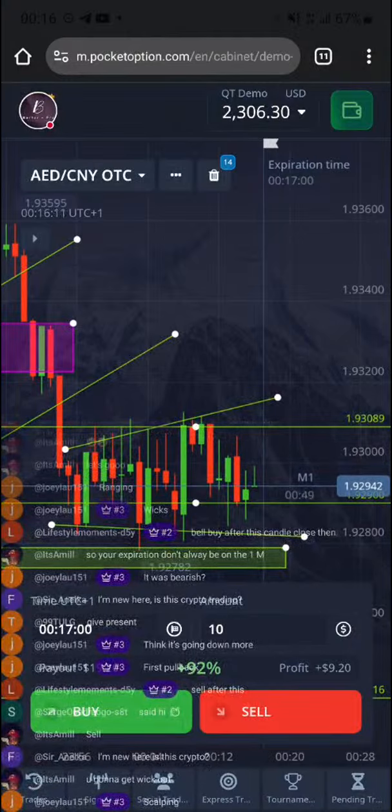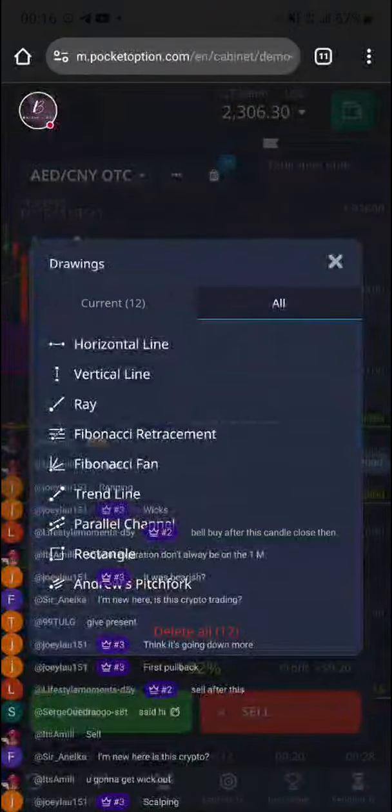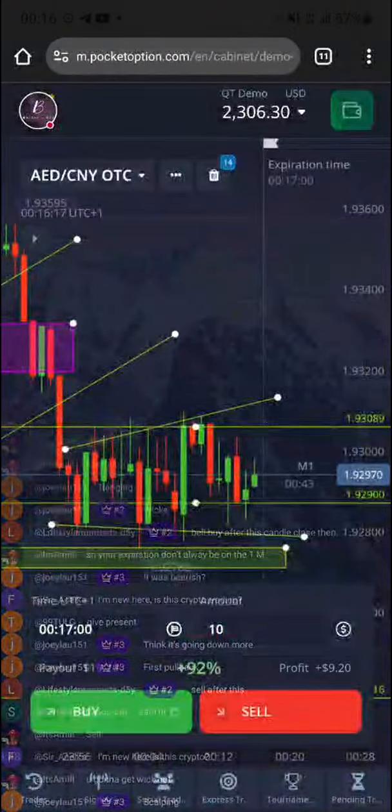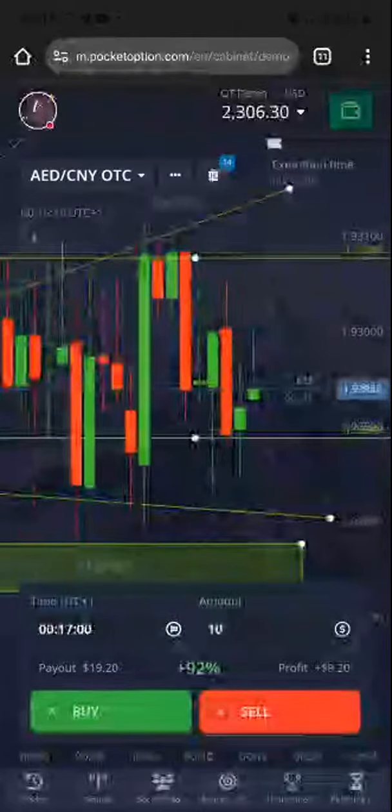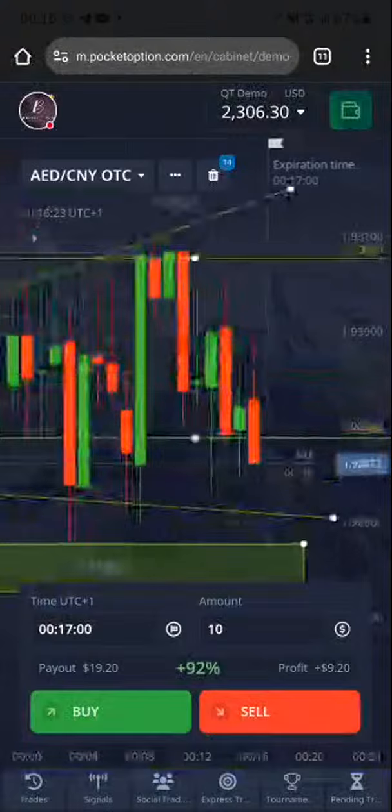All right. Let me read your message quickly. Scalping. No, this is not scalping. Well, it looks like scalping, but it's not. This is binary options trading.